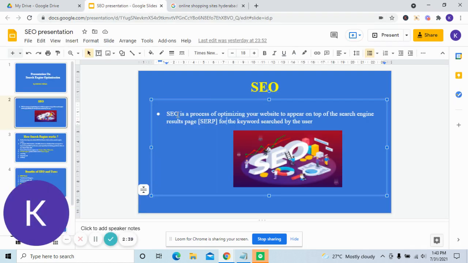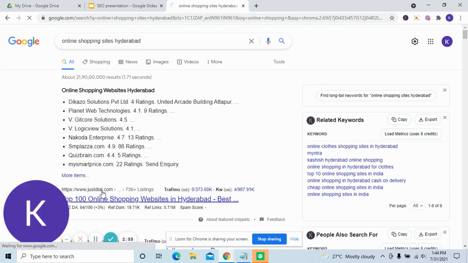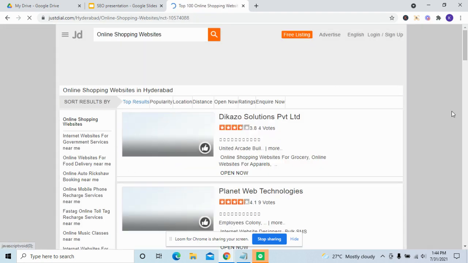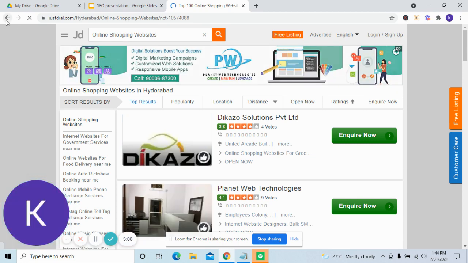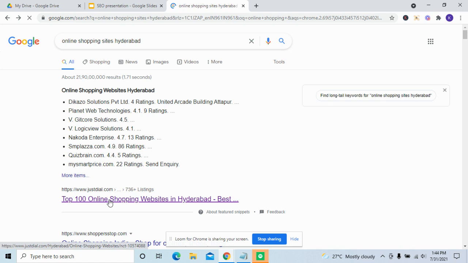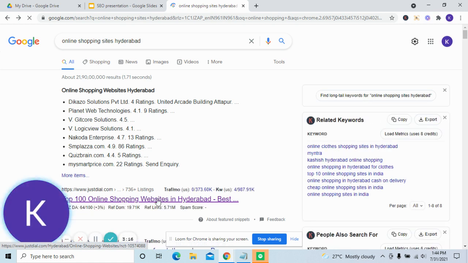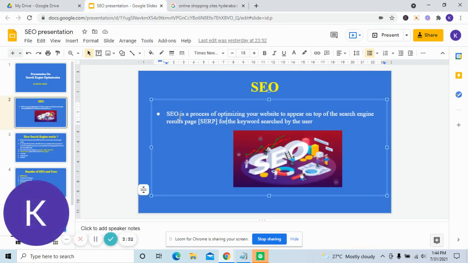So SEO is a process of optimizing your website to appear on top of the search engine results page for the keyword searched by the user. Just Dial is one of the websites we are optimizing internally with some techniques using SEO to appear on top of Google. This is the first website that appears in the Google search engine results page. So Just Dial people optimized their website to appear on top of the SERP. This way of optimizing the website using some techniques is called SEO. SEO is a free way of marketing. That is a key advantage of SEO.